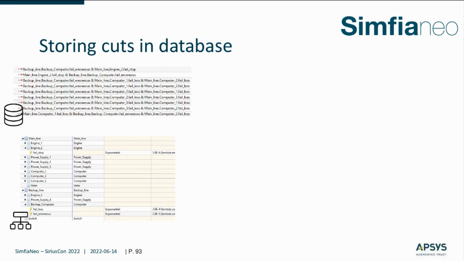On the top left corner, you can see a list of cuts loaded from the database. The first cut has two events, which are backup computer fail erroneous and engine 2 fail stop. And we want to link the events in the cut, which are in the database, with events in the model. Here it is illustrated with the table displayed in the bottom left corner.